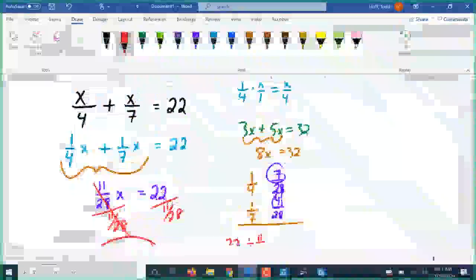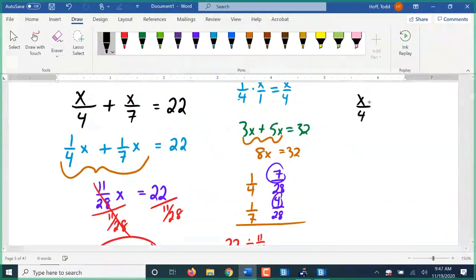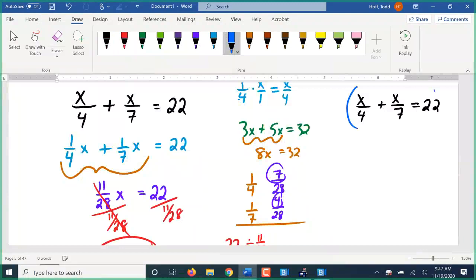Now, here's a case where multiplying by that least common denominator may have been simpler. Our least common denominator was 28. So to multiply 28 times x over 4, well, 28 over 1 times x over 4, 28 and 4 cross cancel. They both divide by 4, giving me 1 and 7. 7 times x is 7x.